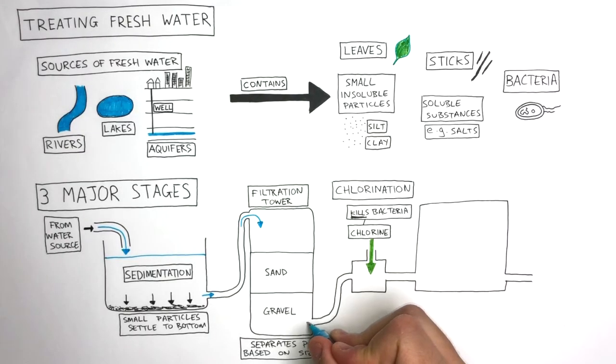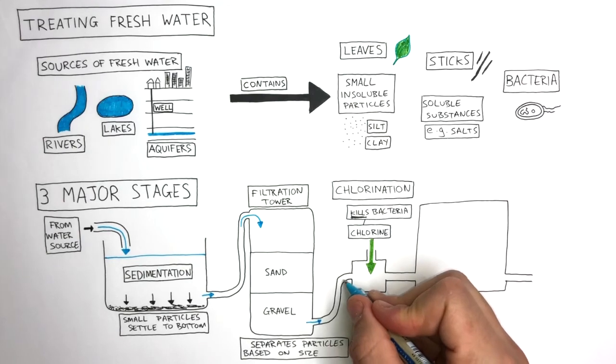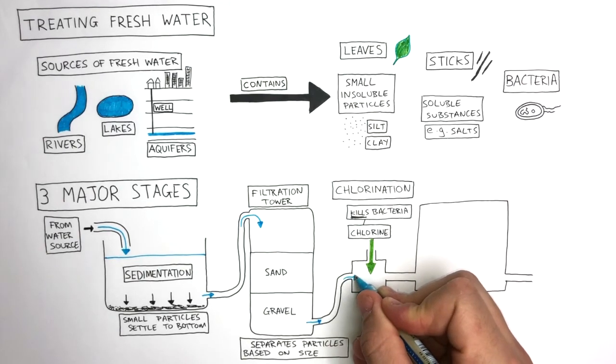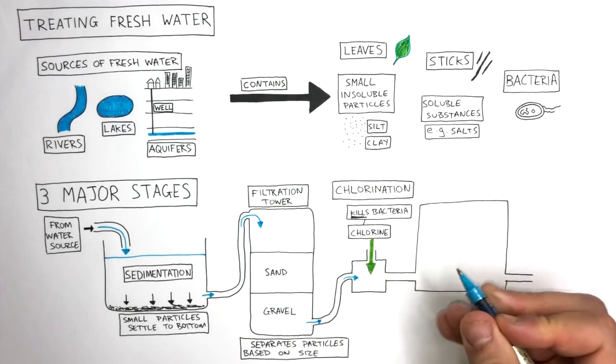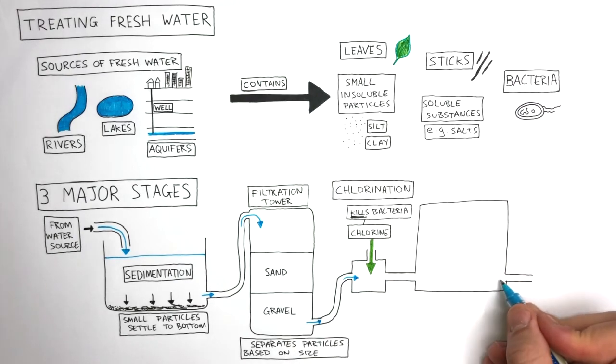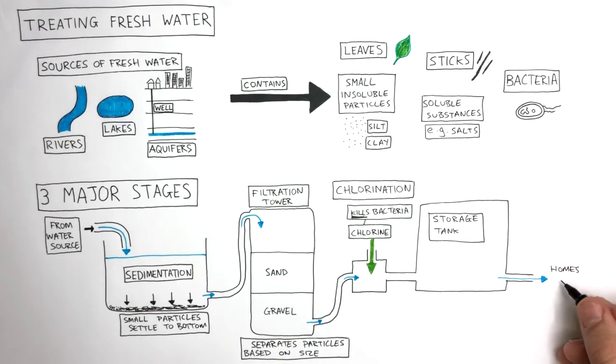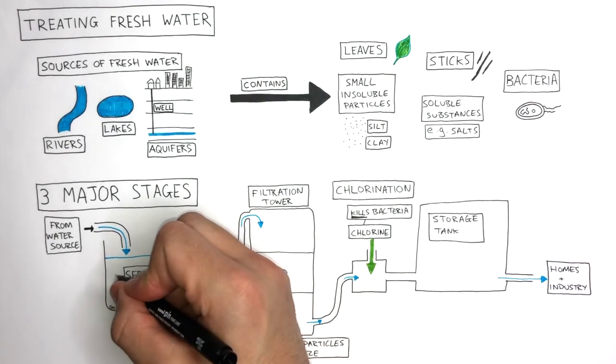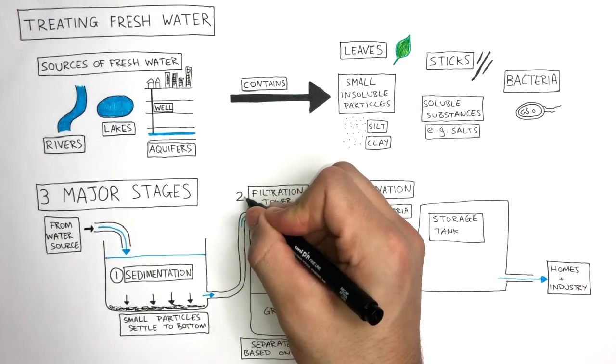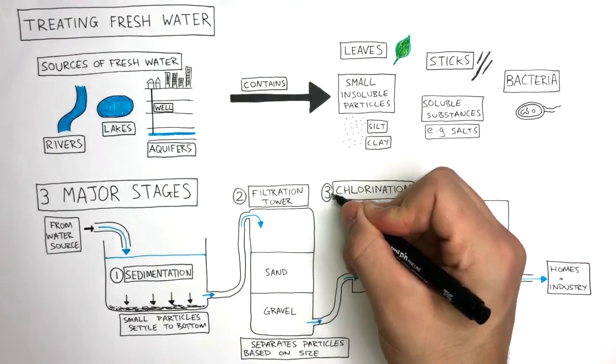So the water flows from the filtration tank to the chlorination tank where chlorine is added to kill the bacteria. The water is now safe to drink. It can be stored in the storage tank where it is then sent to homes and industry. To summarize, the three major stages of treating water are sedimentation, filtration, and then chlorination.